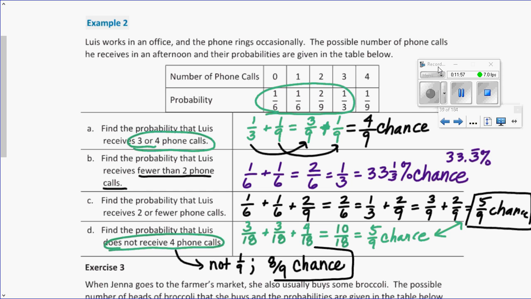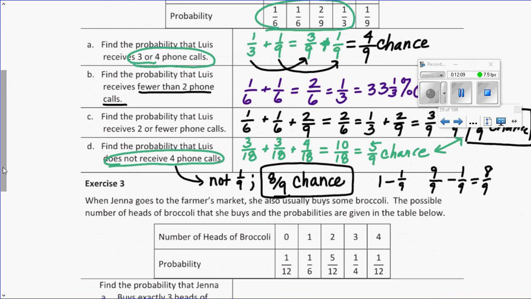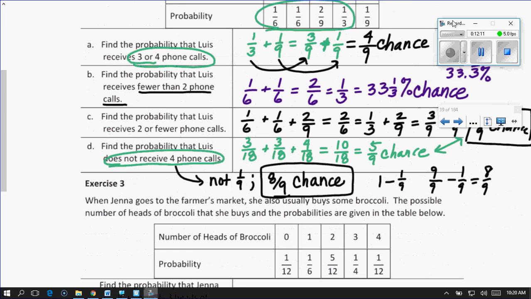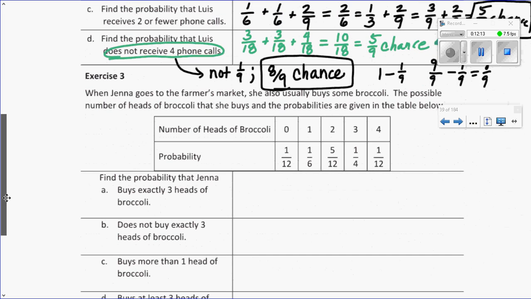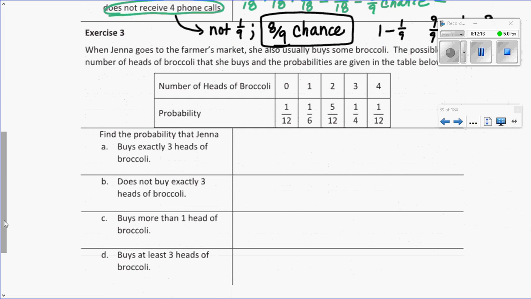So there's an 8/9 chance. And again, the other way of looking at that is 1 minus 1/9, or all of them, 9/9, minus 1/9. It's a lot quicker to look at the complement. That's called the complement. Go ahead and try exercise 3 on your own. It's very similar to what we just did up above in example 2. Go ahead and try this.